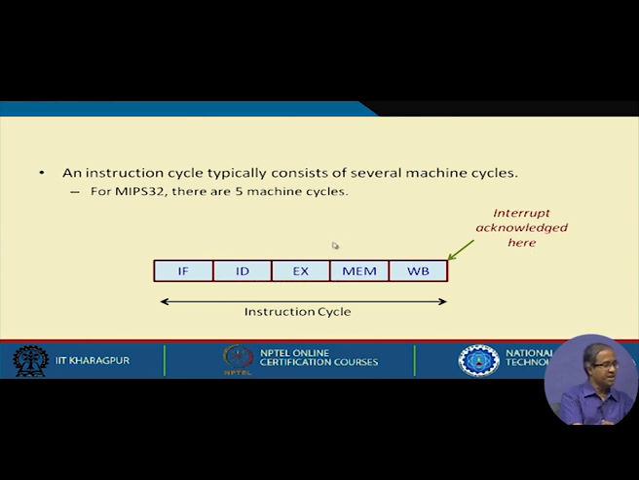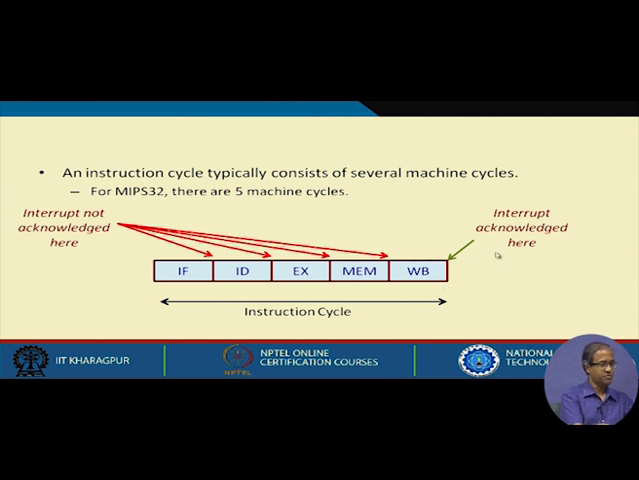But in between the machine cycles, interrupts are not acknowledged. Even if the interrupt may appear earlier, the processor will wait till the instruction execution is complete, and only then will the interrupt system get acknowledged. This is how it works, right.